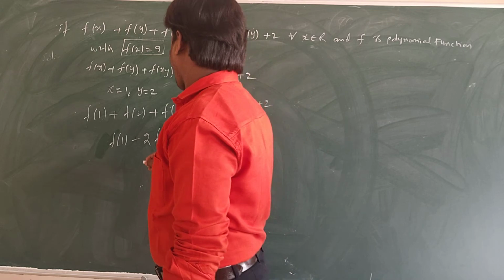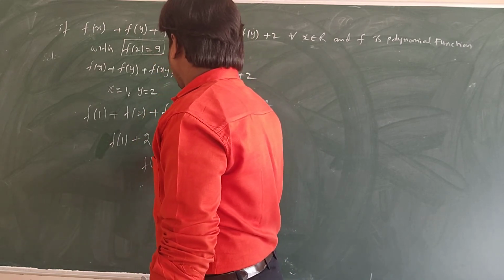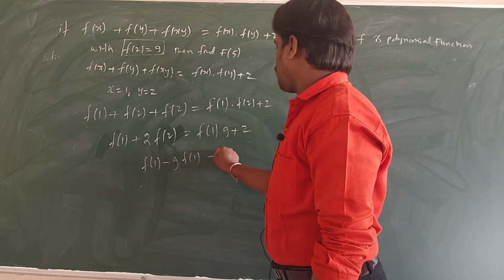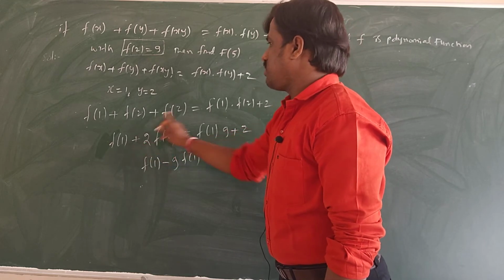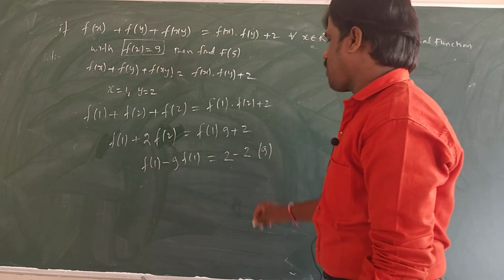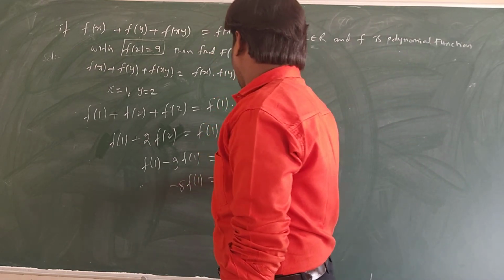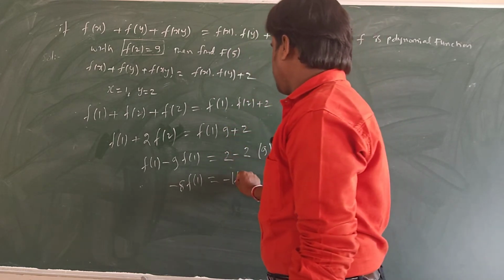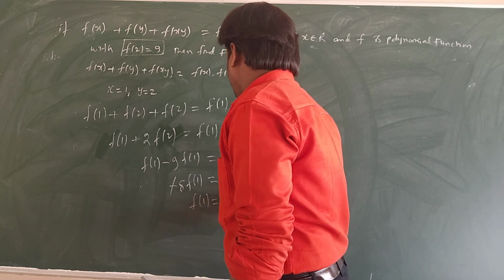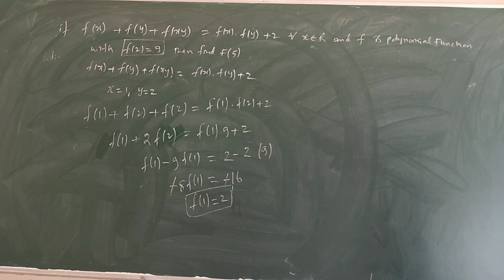18, right? F of 1, and this, if I send this side, minus f of 1, minus 9 f of 1 is equal to 2, and this plus 2 send this side, minus 2 times f of 2 value 9. So I get minus 8 f of 1 is equal to minus 16. Minus minus cancel, f of 1 is equal to 2. F of 1 is 2, f of 2 you got.